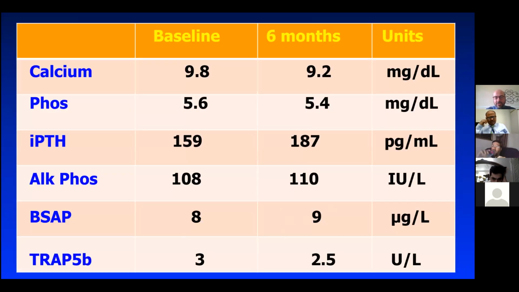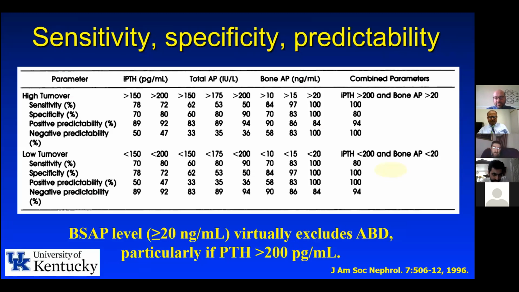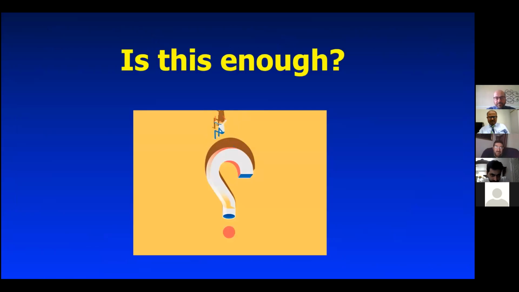Back to our patient, the level was 8, increased after 6 months to 9, still very low. So if the level is less than 20, there's a good possibility that this patient has adynamic bone disease, even without doing the bone biopsy. Is this enough?